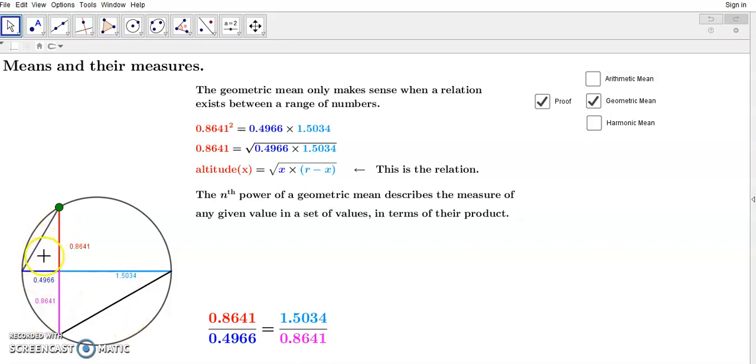Why are these two triangles similar? Because these two angles rest on the same arc, and these two angles rest on this arc, and these two angles here are vertically opposite, okay? So you can say that the geometric mean describes the measure of any given set of values in terms of their product.